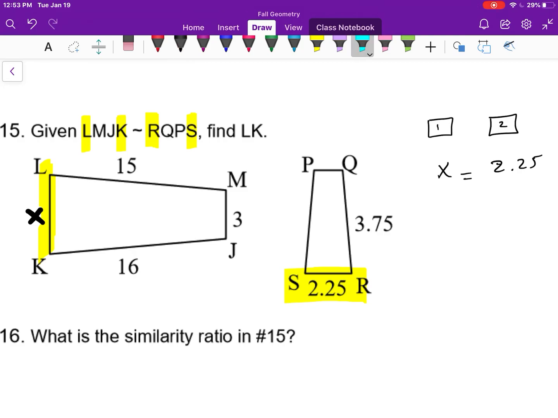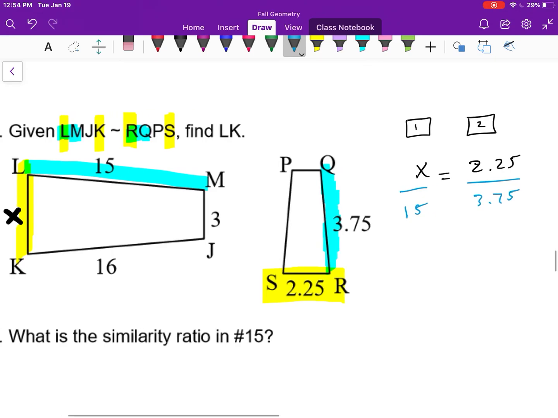Now, when I look for the next one, I'm going to use what I'm given. I don't have much information on the right side. The one on the left has more information on it. But I'm going to use what I know. So that's going to be QR on the right, which matches LM, which is 15. So when I create this, my first shape has 15, my second shape has 3.75. And then now you can cross multiply.